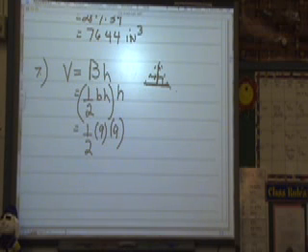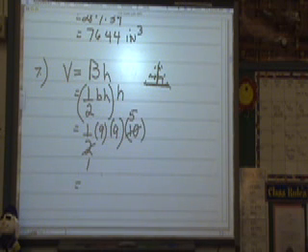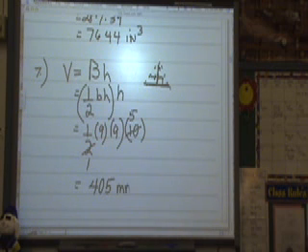Triangular prisms. How tall is it? 10. Can you cancel anything? 2 and 10. And what's 9 times 9 times 5? Anyone? Caroline? 405. 405 in the unit, Caroline? Millimeters cubed. Cubed, very good.